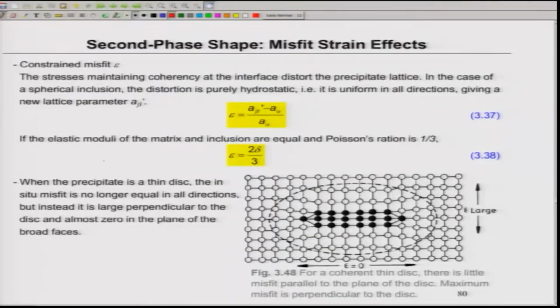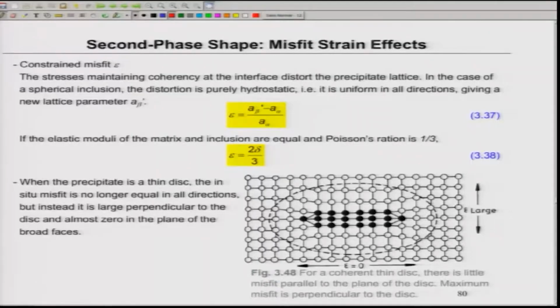If the elastic modulus of the matrix and the inclusions are same, which is not normally the case, it can be same in specific cases, and we assume that the Poisson ratio for the metals is basically 1 by 3, then this strain is basically 2 by 3 delta. Delta is what is known as misfit. So, therefore, misfit and misfit strain can be related the moment we know the elastic modulus of the matrix and these precipitates are same. So, when the precipitate is a very thin disk, what will happen?